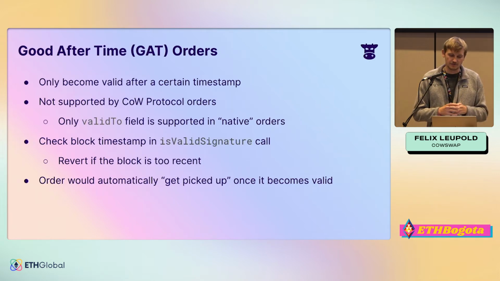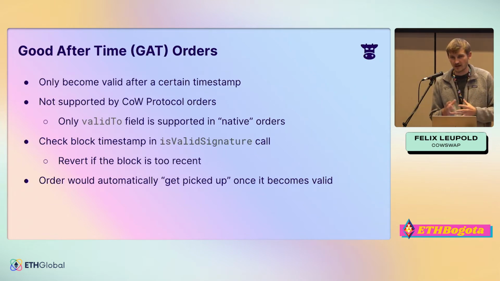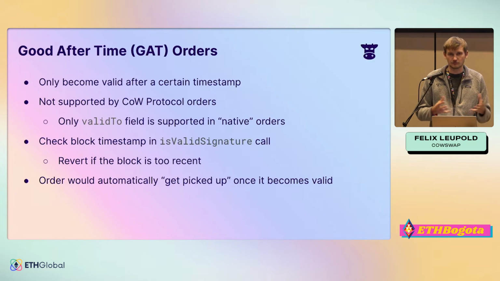And right now, in the very native Cow protocol order format, this is not supported. We have an expiry date, valid to, but we don't have a field valid from. And so it would require changing the native Cow order format. It would require updating the contracts. And so it's very painful to add this to Cow protocol in its current form. But you can just write a smart contract order that basically implements this behavior.